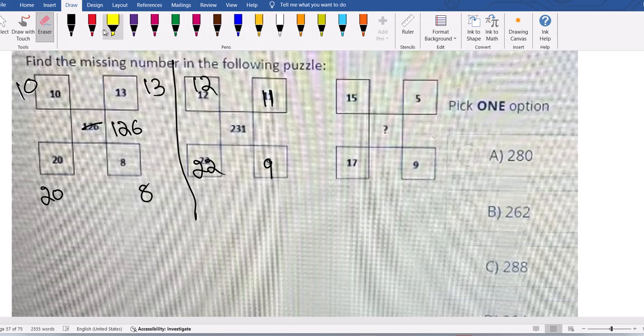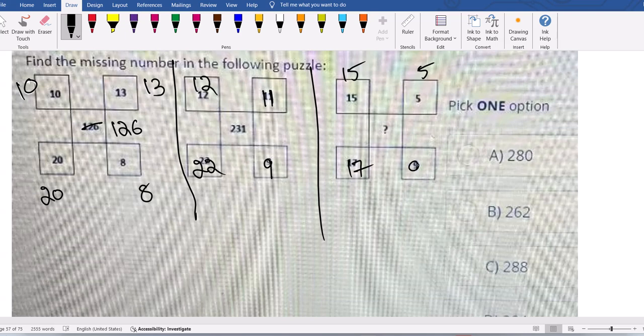And question finally here, they are giving 15 here, 5, and here 17. And 9, what's the middle one? Cross multiplying, 260 and 80. 260 and 80. Difference 140. You decide what is that logic, 126, how you got.